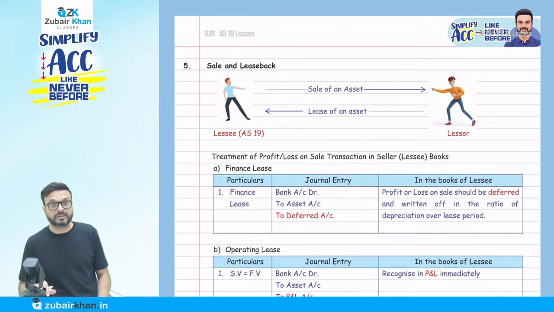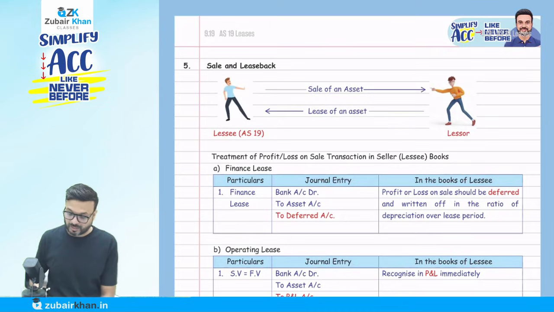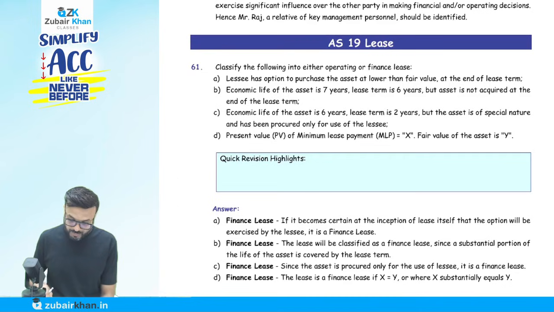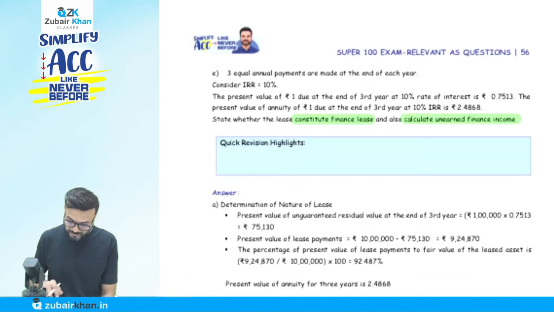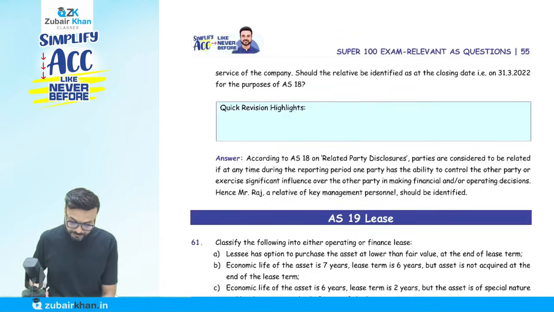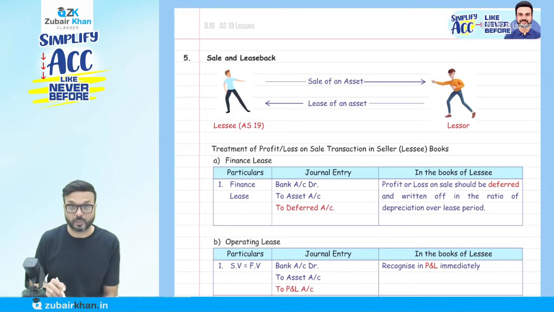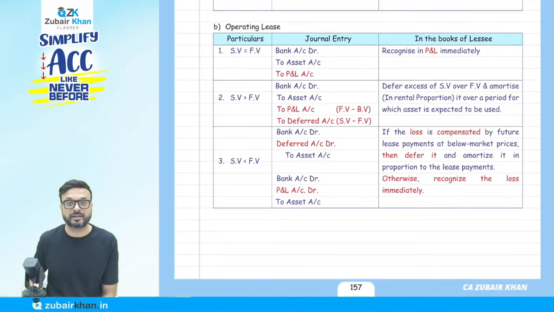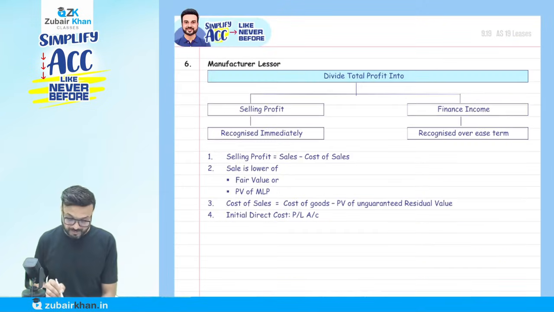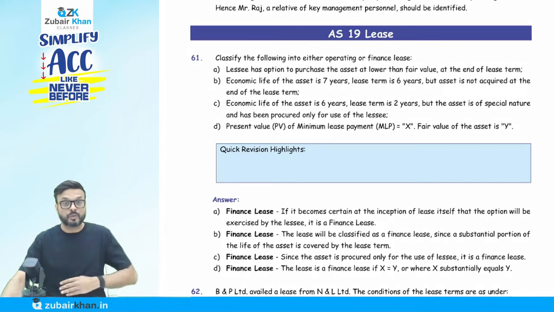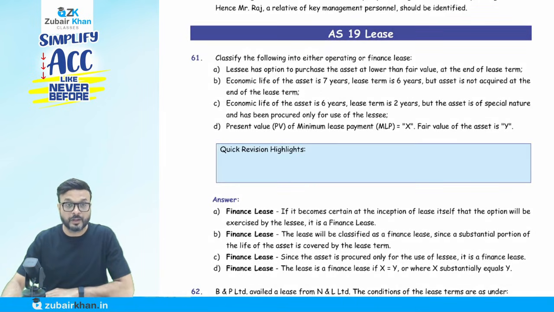Now there is a concept of sale and lease back. Before I come to the point of sale and lease back, we'll do certain practice here. We will cover the questions from the Super 100 questions. Then I will come to the point of sale and lease back. One concept I will discuss with you in detail, and then I will discuss what a manufacturer lessor is also. Now come to Super 100 question number 61.